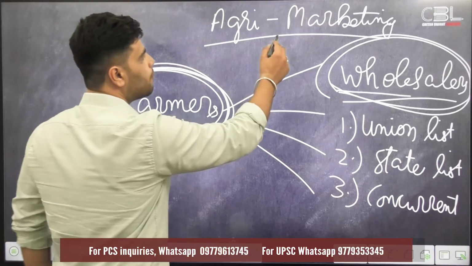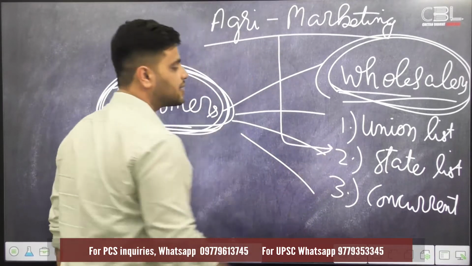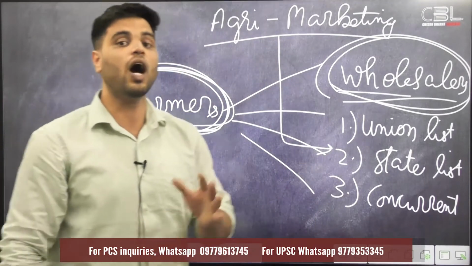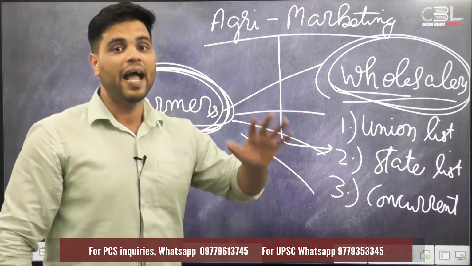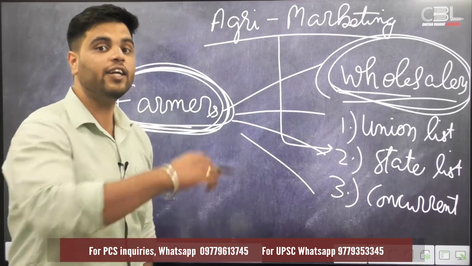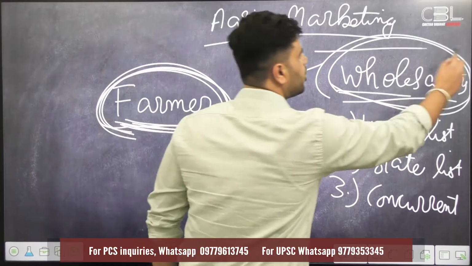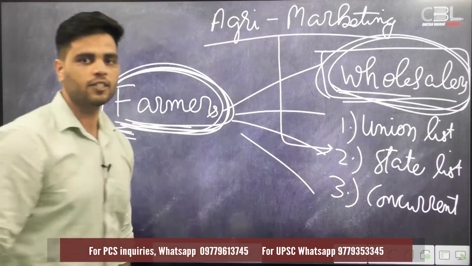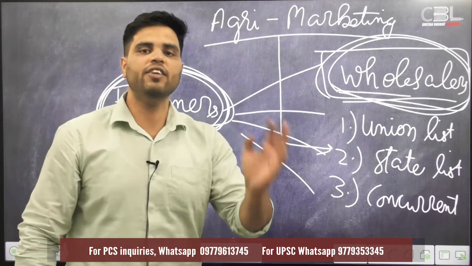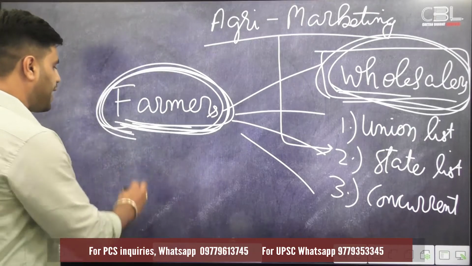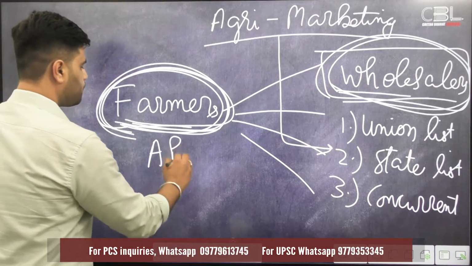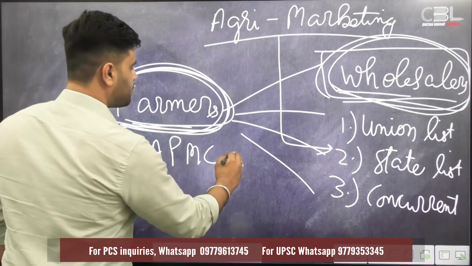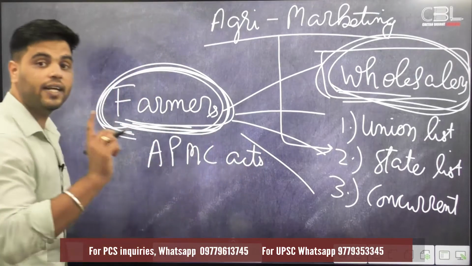Now, agricultural marketing actually belonged to the state list. That means only state legislatures were allowed to legislate on this subject, and only state legislatures could create rules and regulations to regulate these wholesalers, Artiyas. So what they did was, each and every state in India enacted APMC laws, APMC acts. Mind you, state governments.